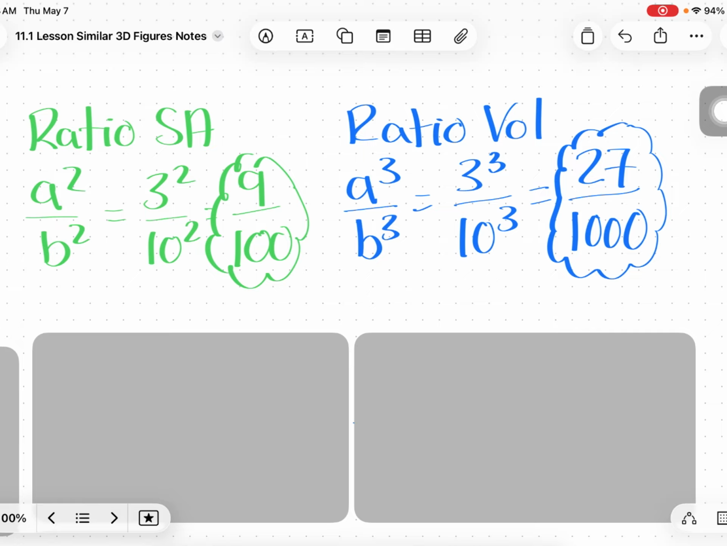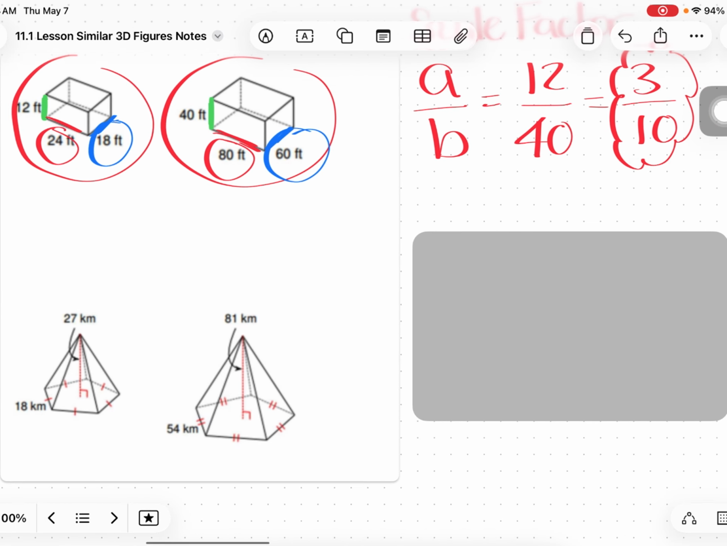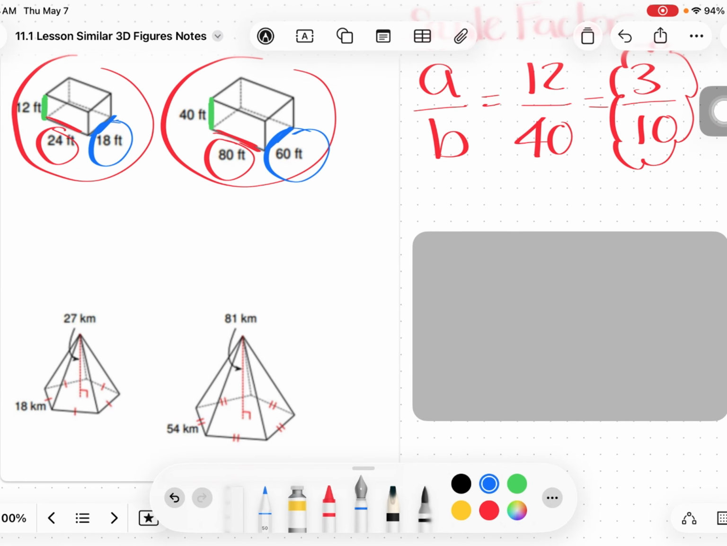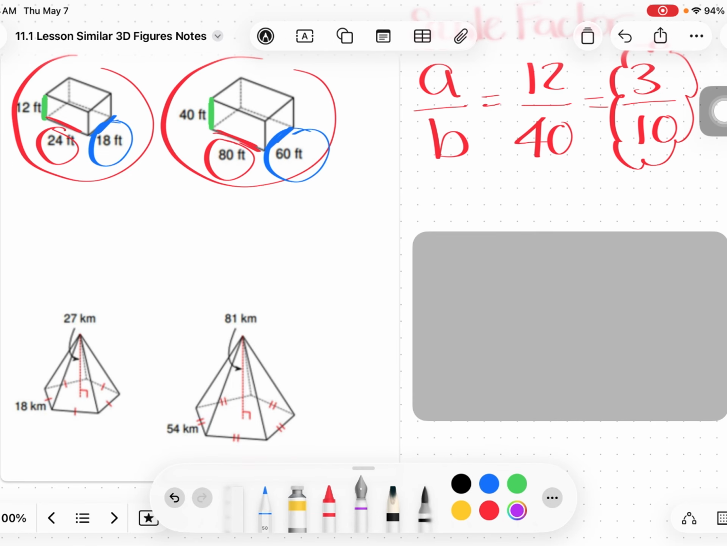We get the ratio of the volume. So you can see that the bigger prism holds a lot more volume. The bigger prism also requires a lot more wrapping paper to cover the surface. And we could do the same thing with these two pyramids. These are hexagonal pyramids.